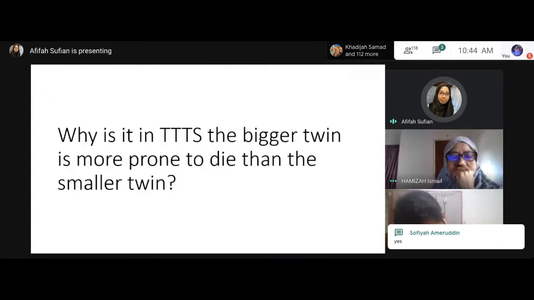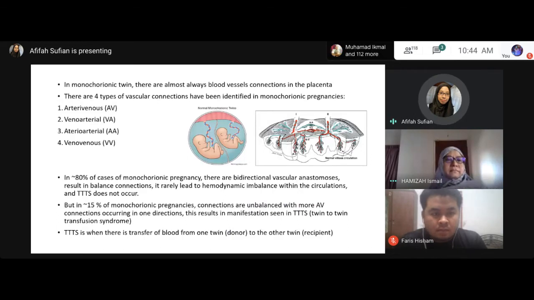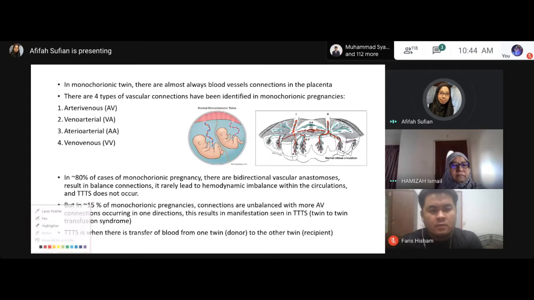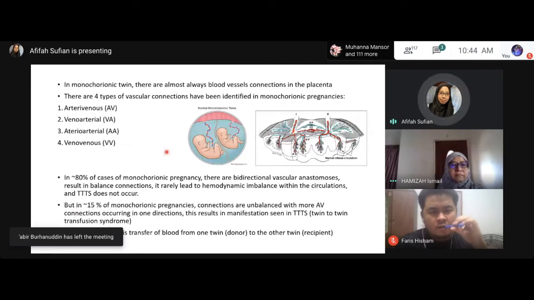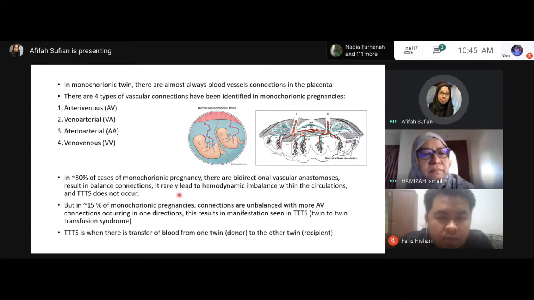So why is it in twin transfusion syndrome, the bigger twin is more prone to die than the smaller twin? First, just explain briefly that in monochorionic twins, there are almost always blood vessel connections in the placenta. There are 4 types of vascular connection identified in monochorionic twins: arteriovenous, veno-arterial, arterial-arterial, and also venous-venous. In most monochorionic pregnancies, the vascular anastomosis is bidirectional, so it results in a balanced connection. Therefore, it does not lead to hemodynamic imbalance, and twin-to-twin transfusion syndrome doesn't occur.